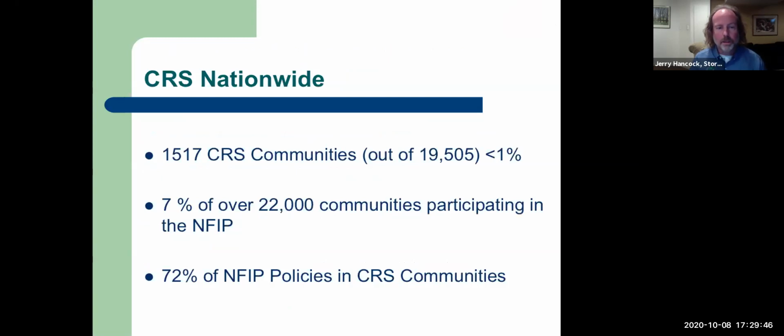So nationwide, the community rating system currently has 1,517 communities, which is less than 1% of all the communities in the United States, but it represents about 7% of the communities that participate in the National Flood Insurance Program. That's because not every community has floodplains, but it does cover 72% of the National Flood Insurance policies. So basically, communities that have a lot of structures in the floodplain tend to join the community rating system.